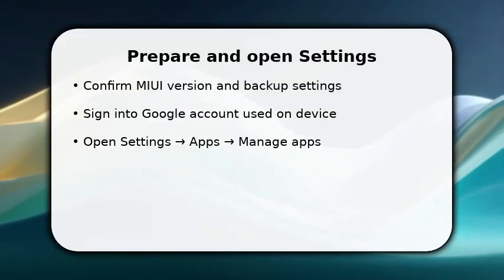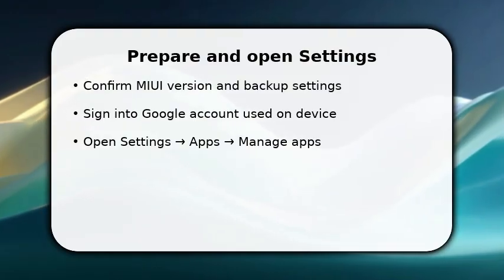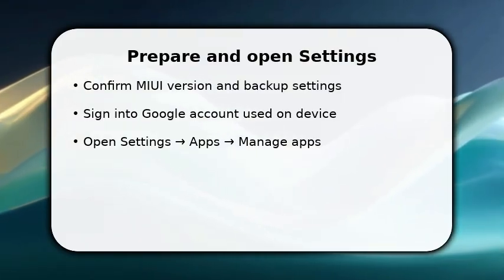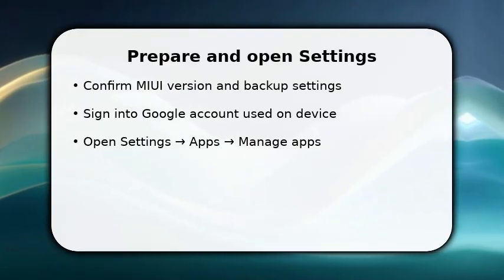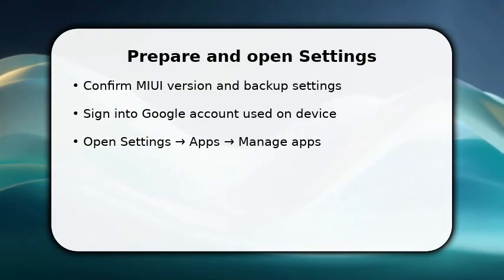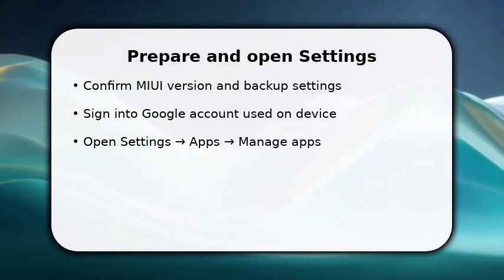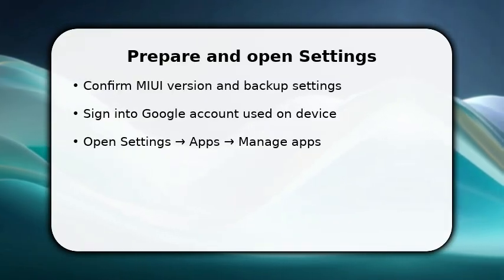You start by verifying MIUI and backing up crucial data so you can undo changes if needed. Open Settings and go straight to Apps, right arrow Manage Apps. Find Google Play Store and Google Play Services. Once done, tap each app to view permissions, notifications, and storage options.